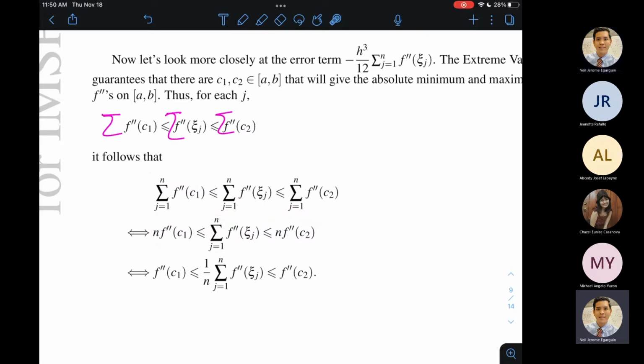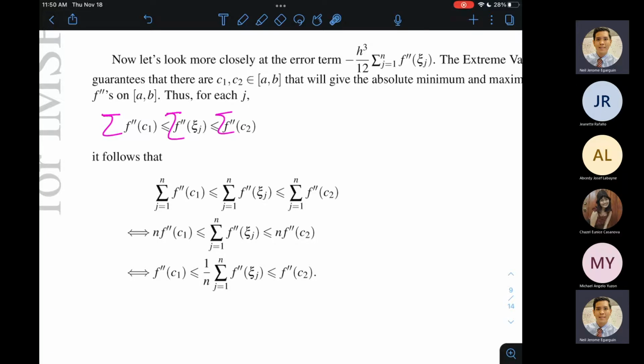Okay? Pero si f double prime of C1 ay constant lang with respect to j. Walang involved na j sa kanya. So pwede siyang lumabas, giving us f double prime of C1 times summation of 1s. And that will just give us the value n. Okay? Ganun din dun sa kanan. Alright? So maging n f double prime of C2 lang sila.